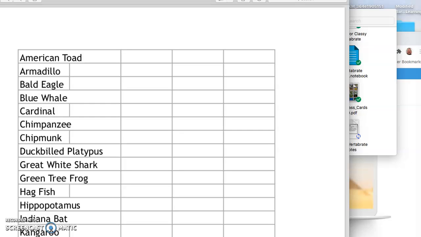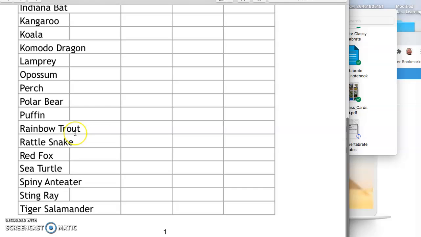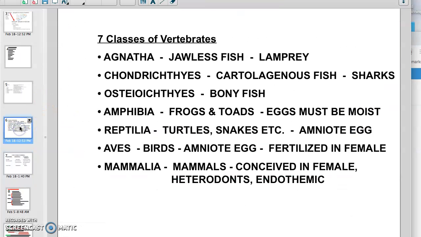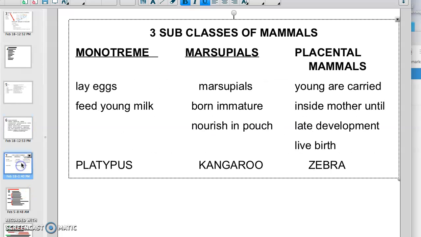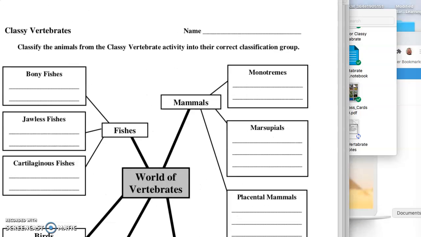So today what I want you to do is I'm going to give you this list of vertebrates that go from the American toad all the way down to the tiger salamander. There's lots of different kinds, but each one of those fits into those categories that we talked about right here. They're either the Agnatha, Chondrichthyes, Osteichthyes, Amphibia, Reptilia, Aves, Mammalia, or one of these 3 subclasses of mammals. Then you're going to take those and find out where they belong, and you're going to place them here.